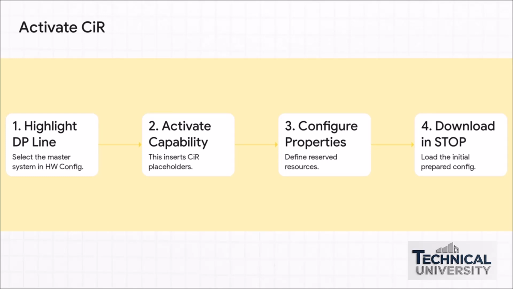Activating CIR in your hardware config is pretty simple. You just highlight the Profibus line, select Activate CIR capability, and the system inserts those placeholders for you. Then it's your job to configure them, to define your resource needs, and then, critically, do one initial download to the CPU while it's in stop.